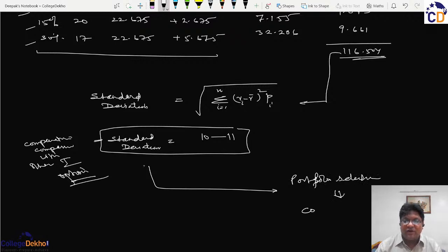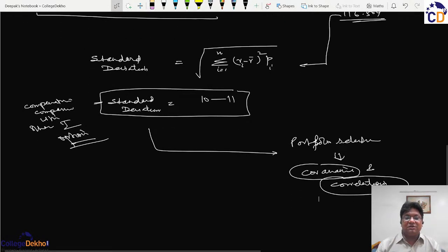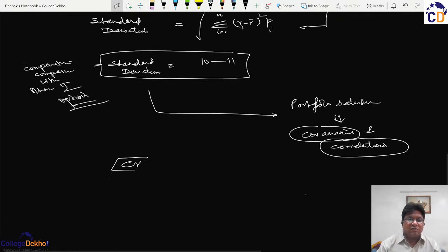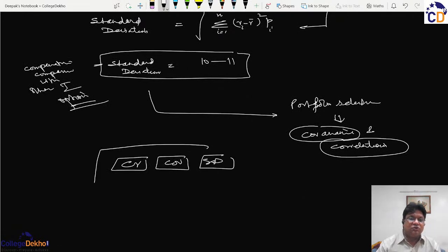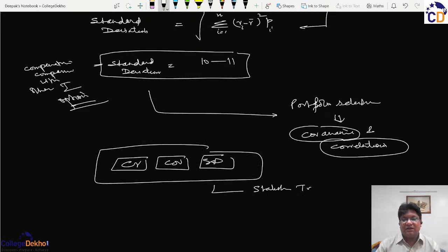where covariance and correlations are also calculated, which measure how the return on one security changes in accordance with the other security. And these correlations, covariance, and standard deviations are the statistical tools used for perfect portfolio selection.